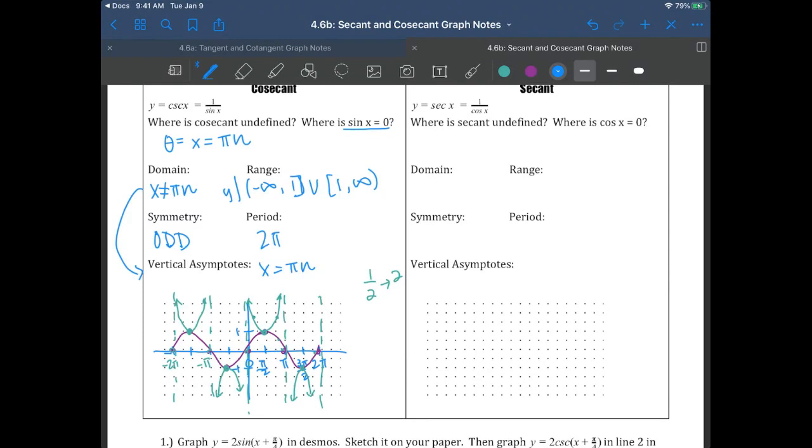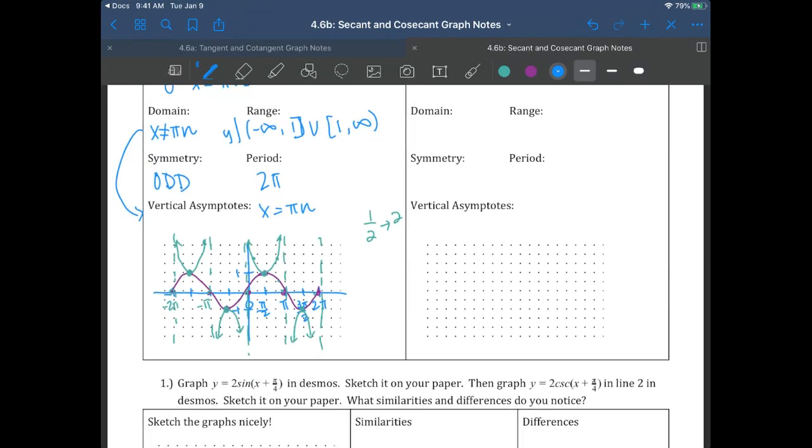For secant, it's related to cosine. So I'm going to start by graphing my cosine function. Normal period of 2 pi to -2 pi. And this time, I'm going to graph my 1 unit here, -1 unit here. Cosine starts high, mid, low, mid, high, and then reverses itself.